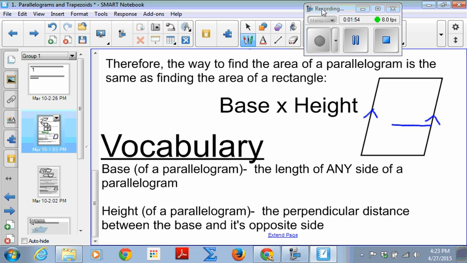Then the height, even though it goes across, is right here because it forms right angles at either base. So you can choose whatever base you want, as long as the height then is the distance between the two. Do not just automatically assume that height is going up and down. So just base times height for it.